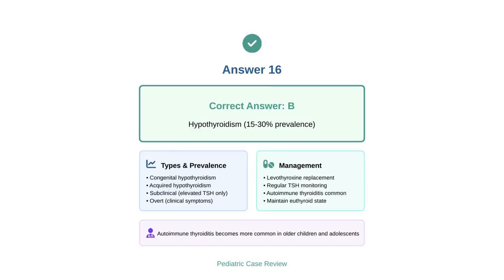Hypothyroidism occurs in 15 to 30% of individuals with Down syndrome, either congenital or acquired. Autoimmune thyroiditis becomes more common in older children and adolescents. Presentation may be subclinical with only elevated thyroid-stimulating hormone or overt with clinical symptoms. Treatment involves levothyroxine replacement with regular monitoring to maintain euthyroid state.